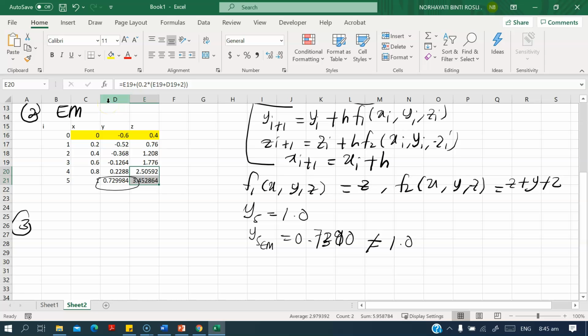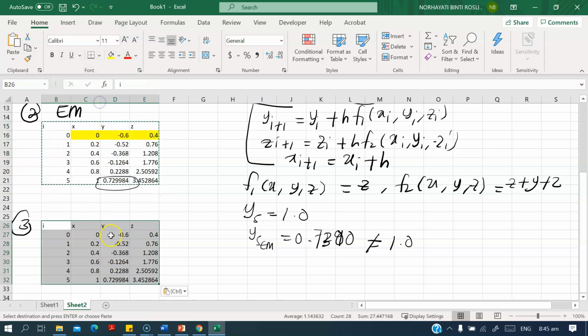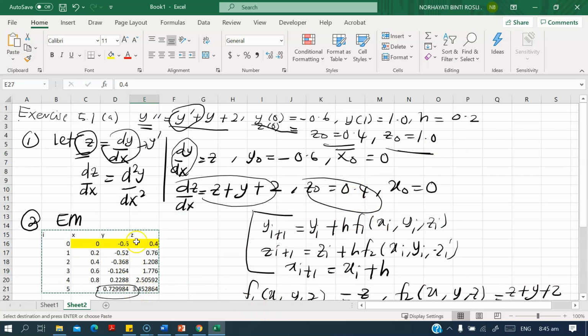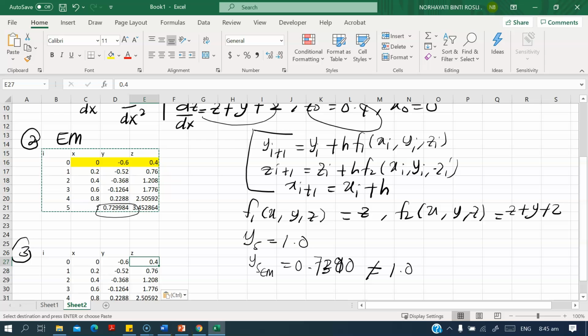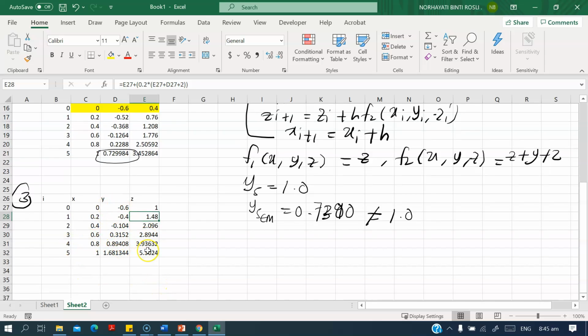Here, we copy all this. You can copy all this and paste here as a formula. Now you can see the same values, but inside it has a formula. What you need to do here is just change the value of z, which is now equal to 1.0, no longer 0.4. When I change this z to 1.0, automatically all the values here will be changed.